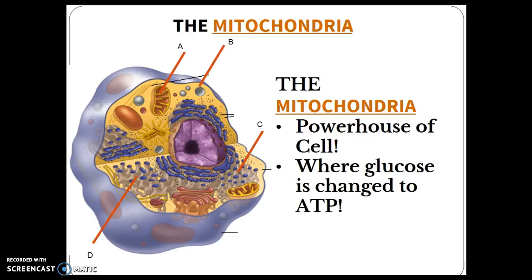The mitochondria. The mitochondria is the powerhouse of the cell where glucose is changed to ATP. Pick A, B, C, or D on where you think the mitochondria is. Where do you think the powerhouse of the cell is?